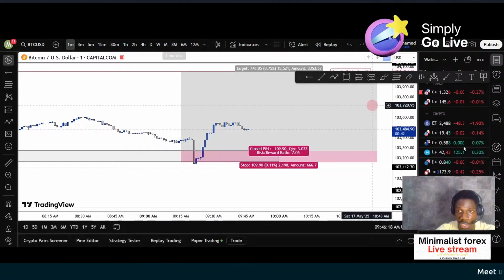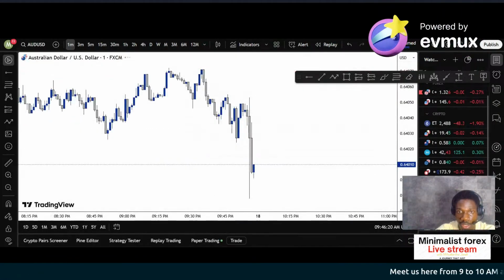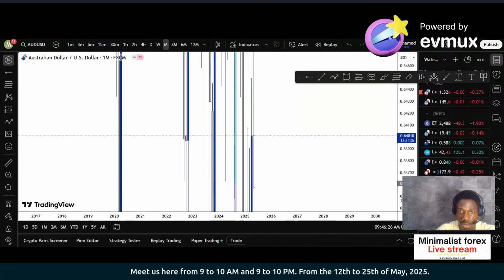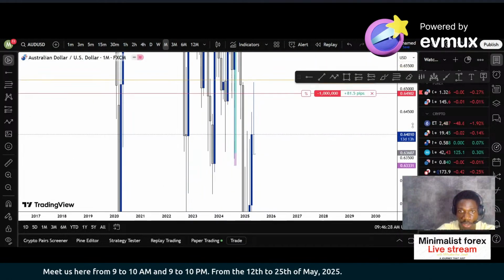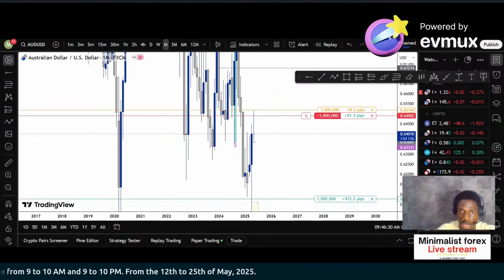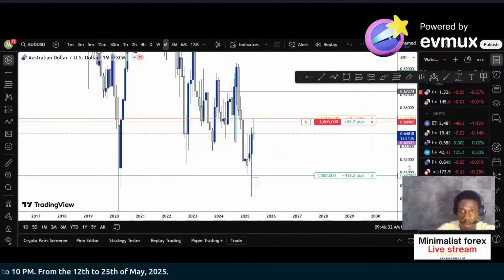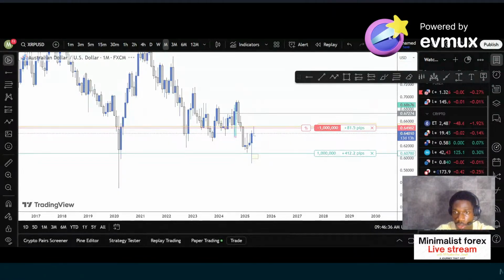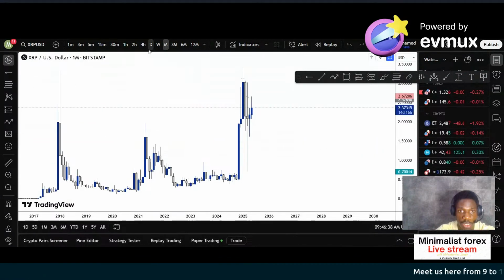So once you come on any chart, let me just pick a random chart. I don't even know what this is. You go to the highest time frame possible. Let me start from the monthly to see the big picture. Oh, really? I took a trade here. That's nice. Let me pick a random chart I didn't take any trade on. This is XRP. Right.